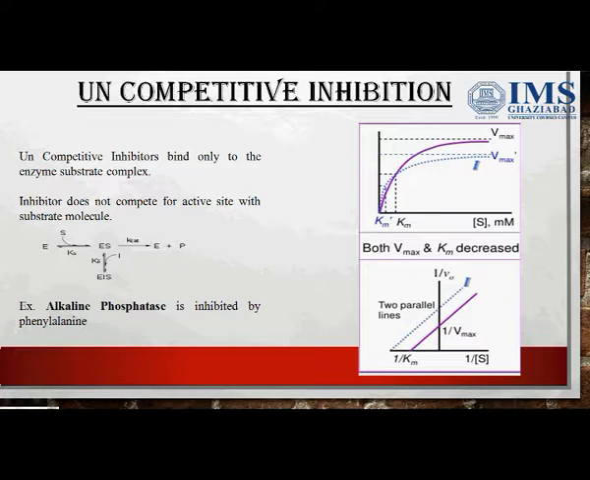Since this inhibitor binds only when the substrate has bound, it will not compete with the substrate for the active site. Maybe binding of the substrate molecule will expose the binding site for the inhibitor and result in uncompetitive inhibition. In this case, both Vmax and Km will be decreased, because by increasing the substrate concentration, this inhibition cannot be overcome. Catalytic efficiency will be reduced. An example of this type of inhibition is alkaline phosphatase, which is inhibited by phenylalanine.